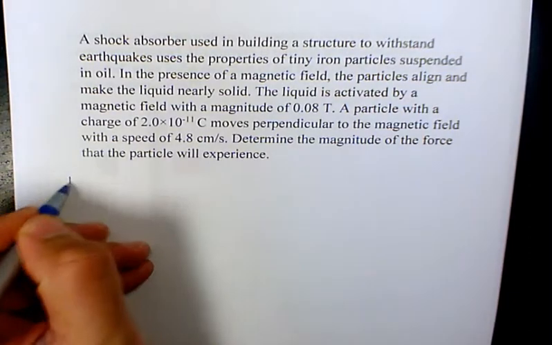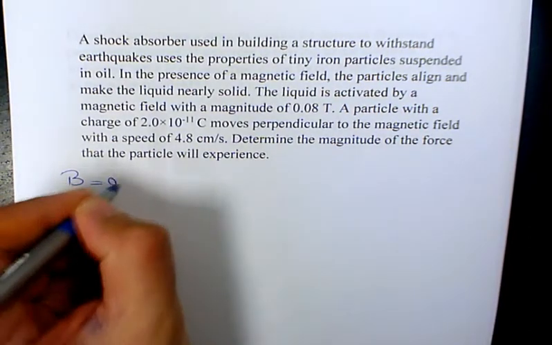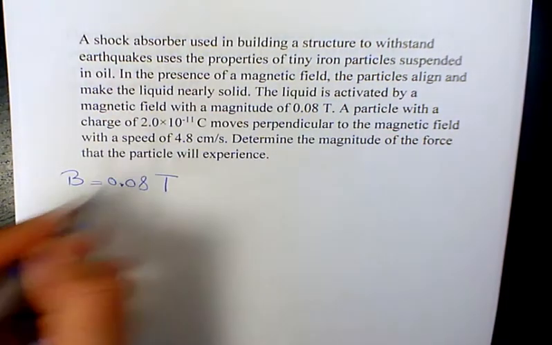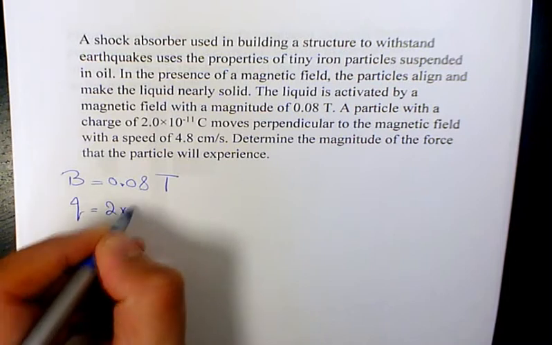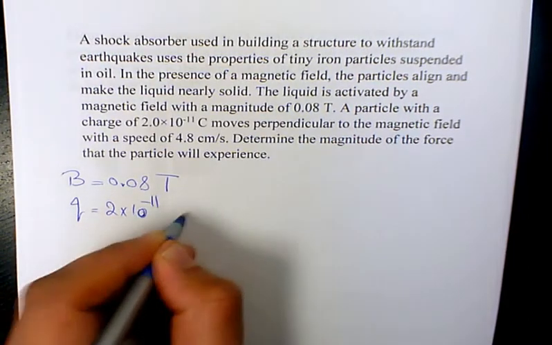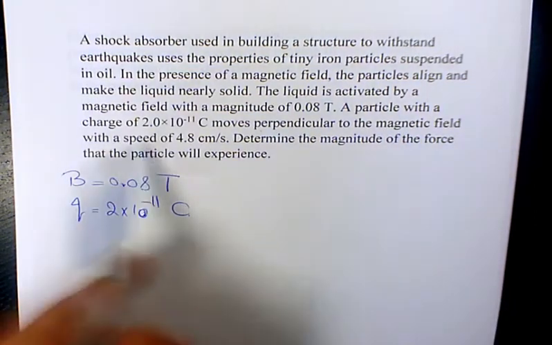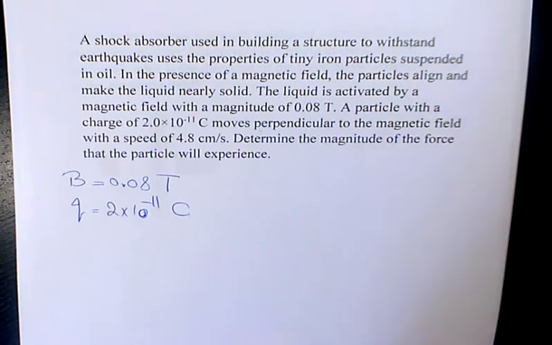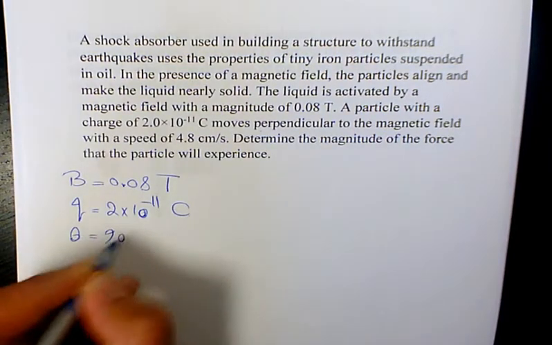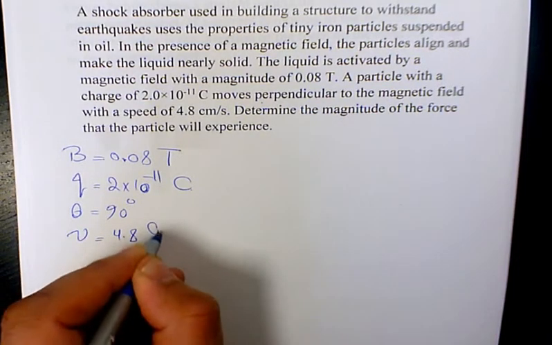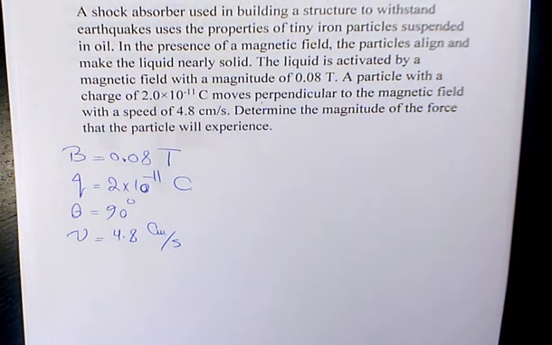So let's find out what kind of information we have. First of all, we need to see this one is 0.08. That is the magnetic field strength, 0.08 Tesla. Then the charge is given, which is 2 times 10 to the power of negative 11 coulomb. It says moves perpendicular to the magnetic field. It means that V and B form 90 degrees. So theta is 90 degrees and velocity is 4.8 centimeters per second. It says determine the magnitude of the force.